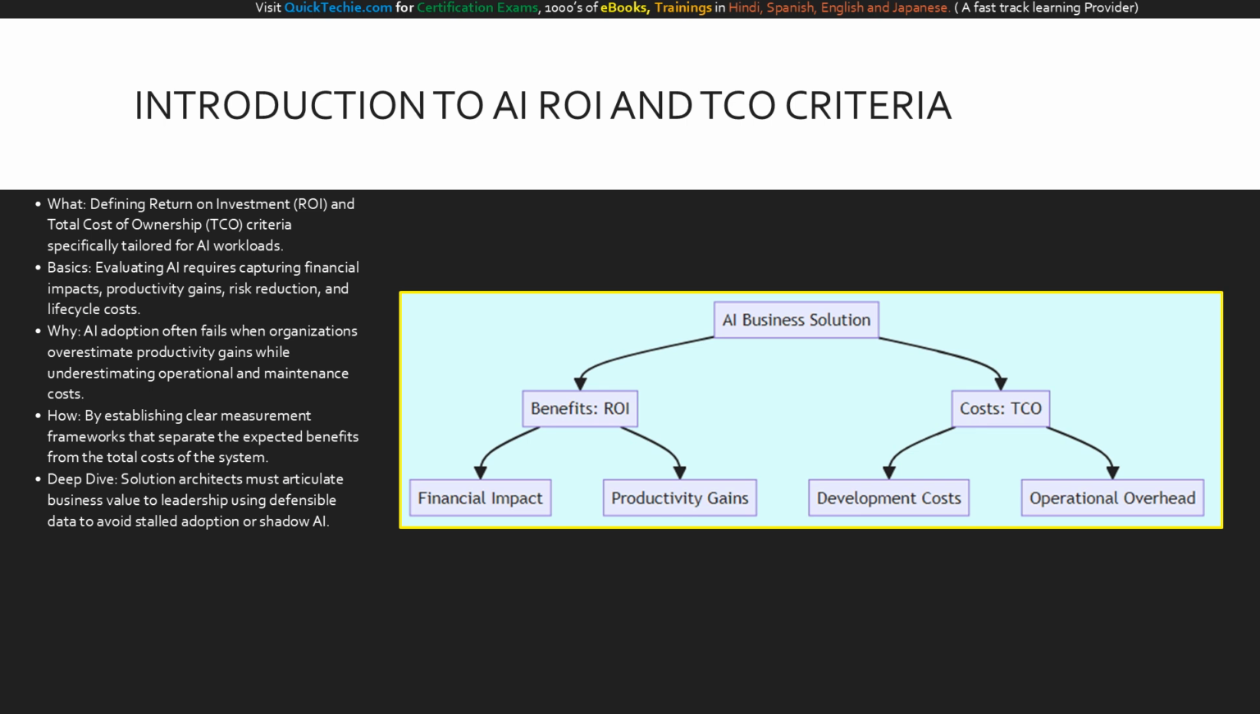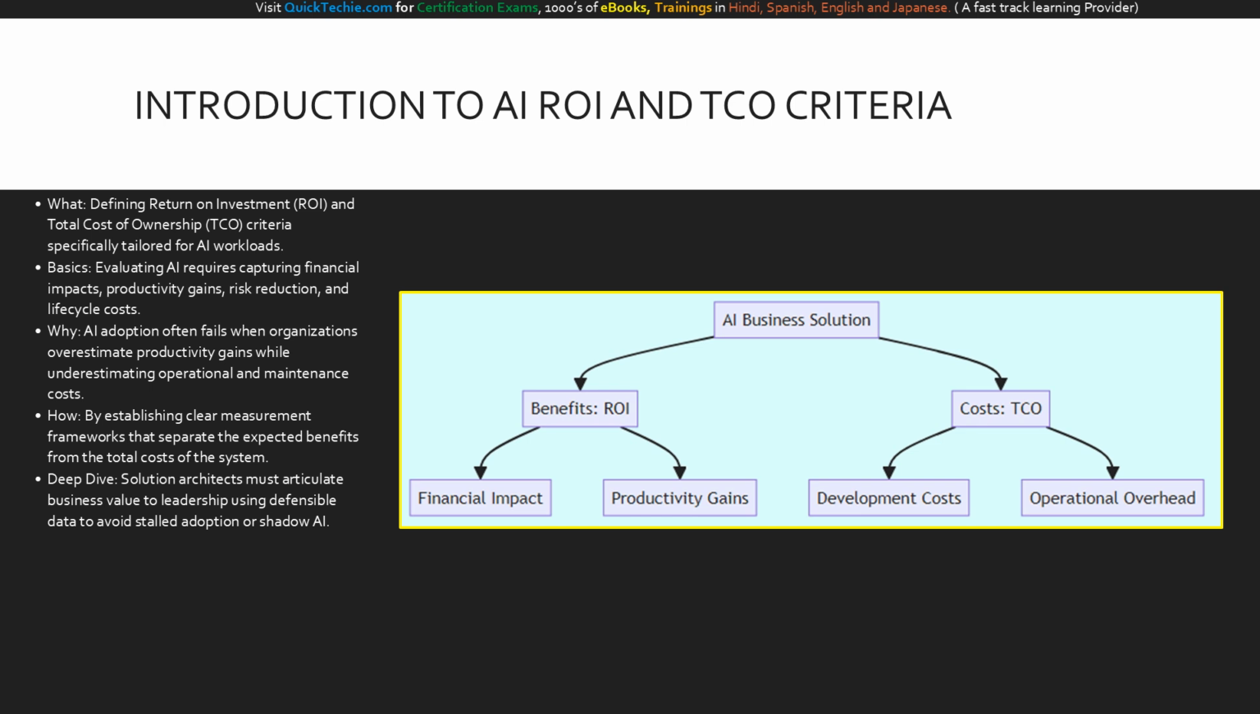In our deep dive, we recognize that as solution architects, you must be able to articulate undeniable business value to executive leadership. Without defensible criteria, you risk stalled deployments and the unchecked growth of shadow AI across your enterprise.